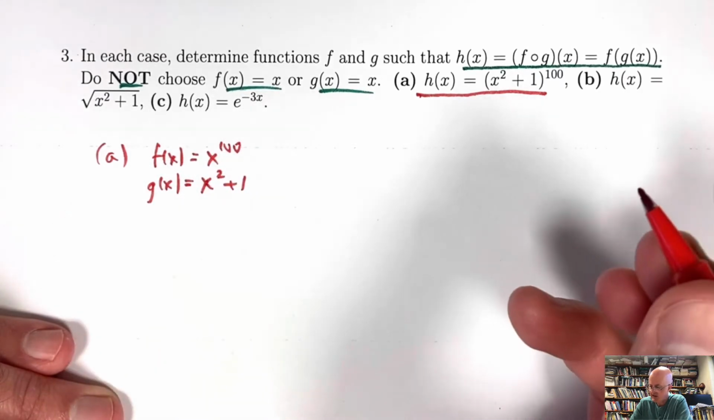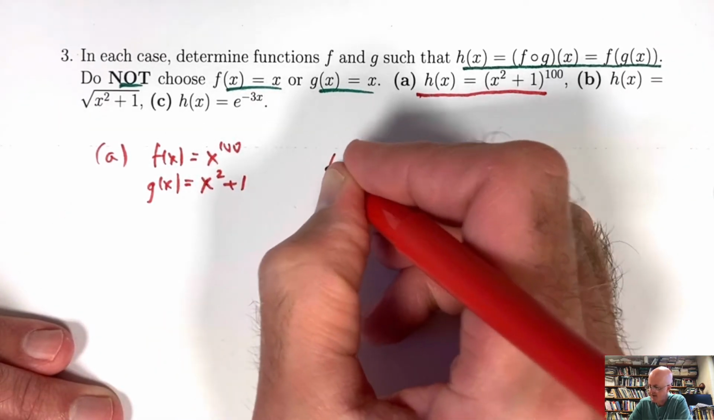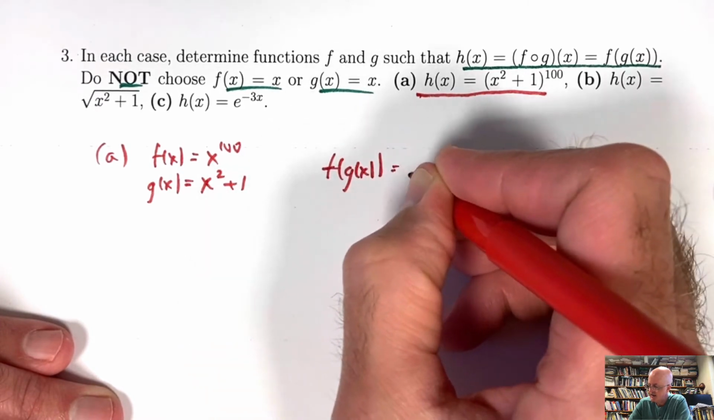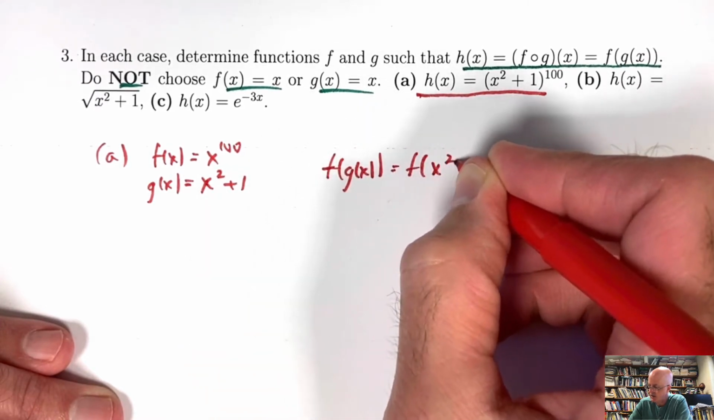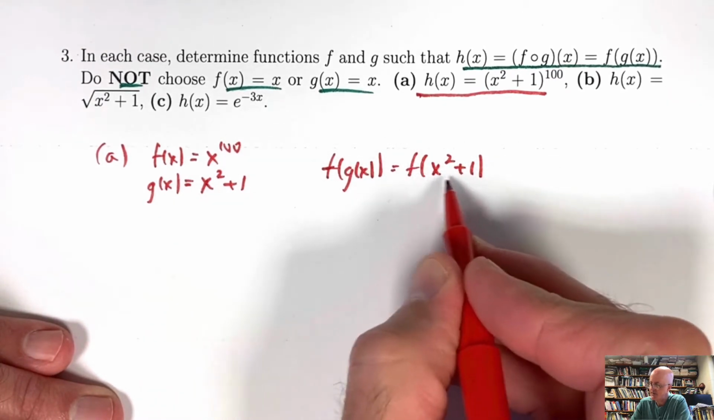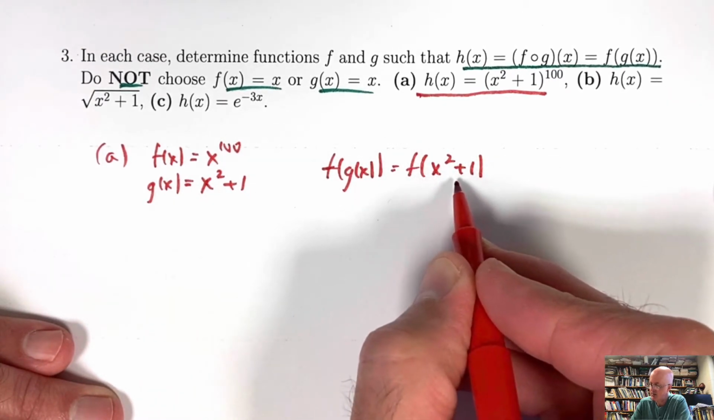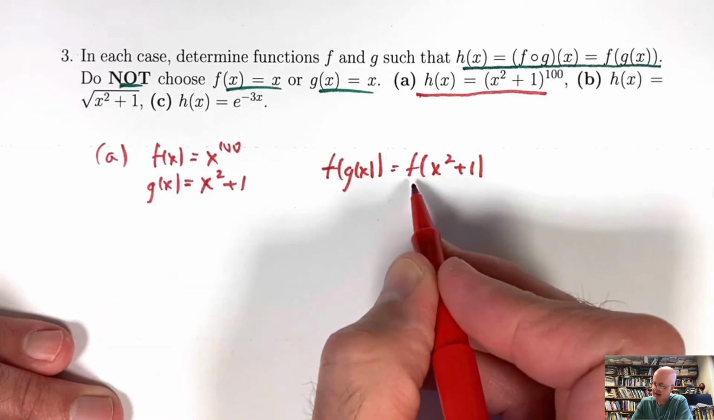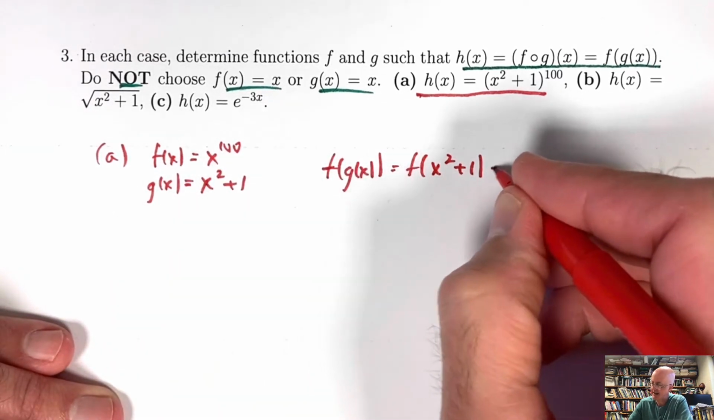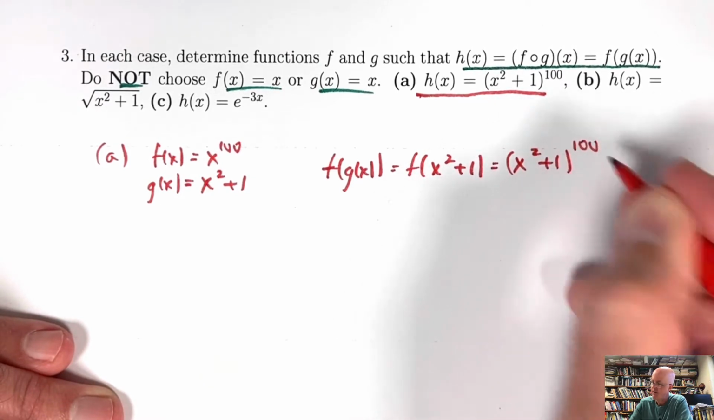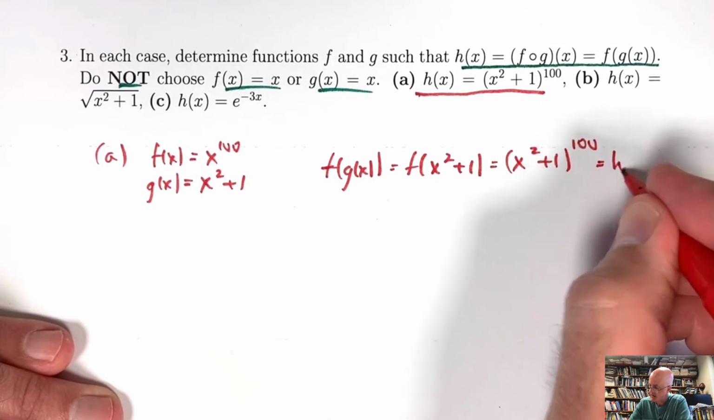Did that really work? Is that really right? Go ahead and think about, like we did with number 2, what is f of g of x? That would be f of x squared plus 1. And what I told you in number 2 is when you see an expression like this, whatever's inside the parentheses, plug that expression into the formula for, in this case, f, wherever you see an x. So that entire expression, x squared plus 1, would get raised to the 100 power. It does equal h of x, okay?